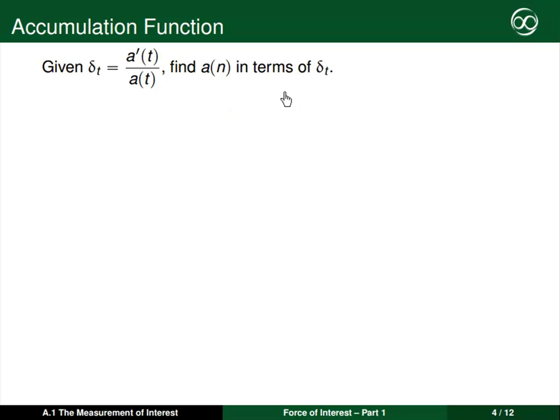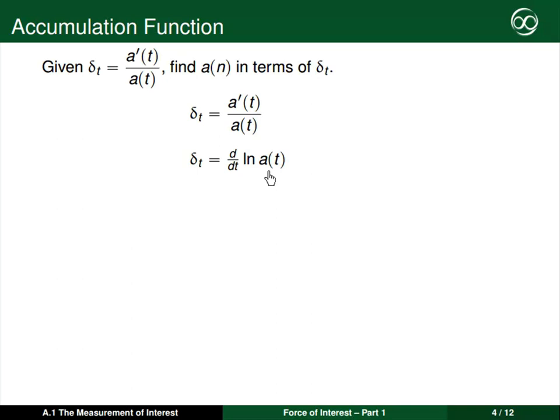Okay, so here's what we do. We start with the fact that the force of interest is the derivative of the accumulation function divided by the accumulation function. Now here is the trick. We're going to write the right-hand side as the derivative of the natural log.